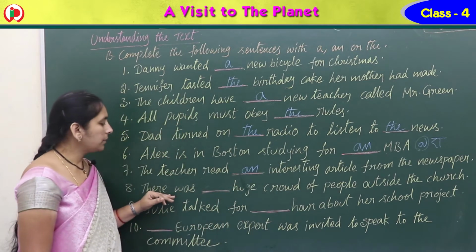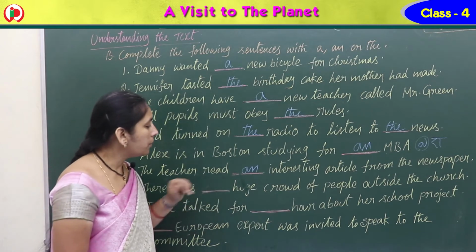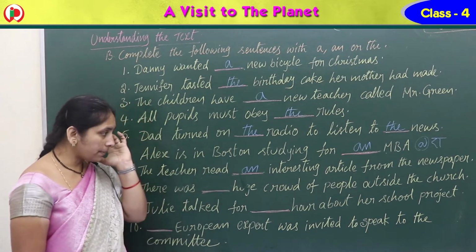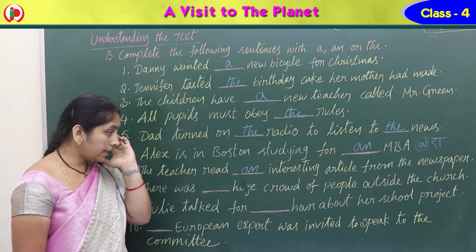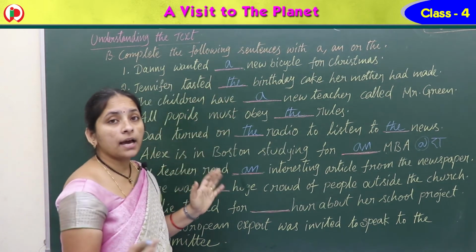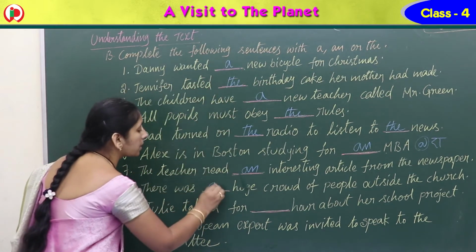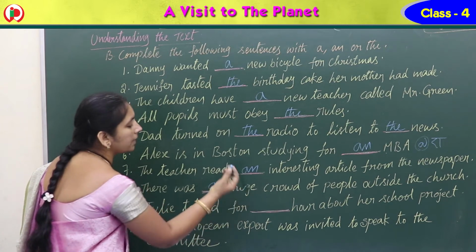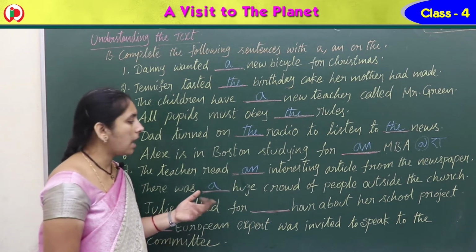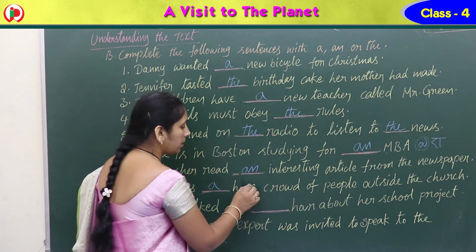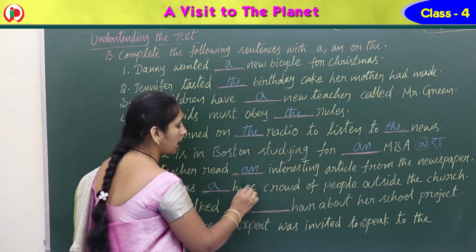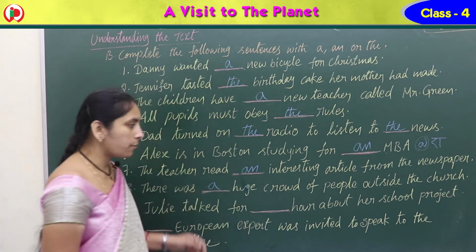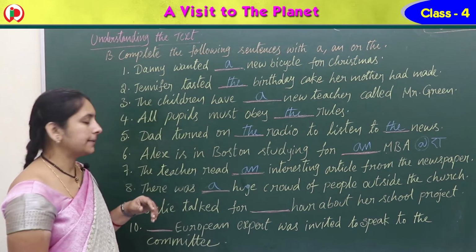Okay, ma. Now, there was dash huge crowd of people outside the church. There was, so many are there. So, there was a huge crowd. A group of people, we call it a crowd, right? So, a crowd of people outside the church.